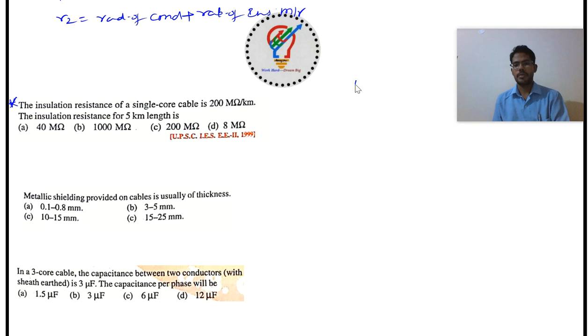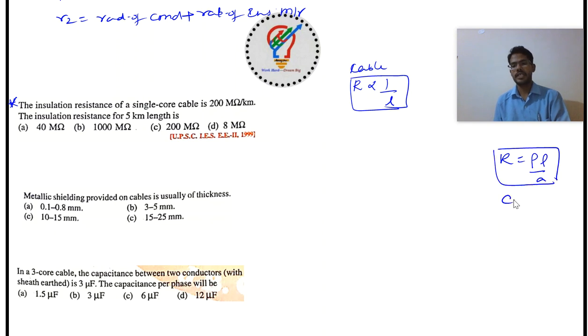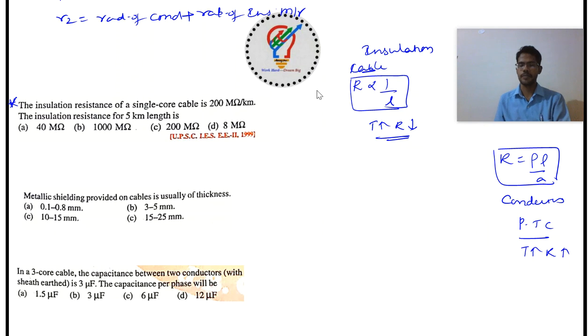The important point you should keep in mind is that the resistance is proportional to its length. Generally, it will happen only in case of cables. When you study the basic formula, R is equal to rho L by A, this is the formula in the case of conductors, and this is for cables. Why? Because cables can also be called insulators or insulation. We have studied that conductors have a positive temperature coefficient. That means as the temperature increases, resistance also increases. But in insulations, it is different. As the temperature increases, resistance decreases. Understand this point here. Here we have a negative temperature coefficient.